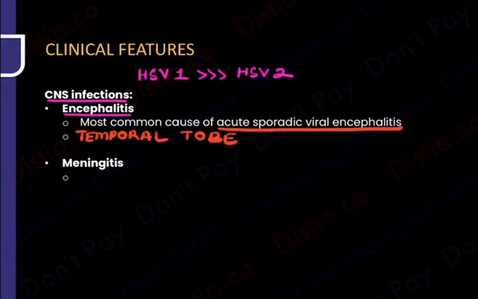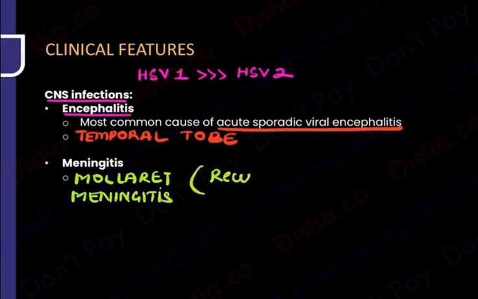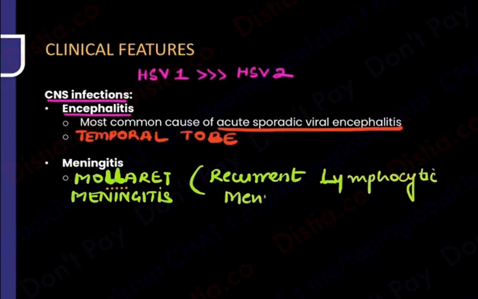But listen to me carefully. This was encephalitis, fine. If they ask you about meningitis and they particularly ask you about Mollaret meningitis, firstly, you will ask me what is Mollaret meningitis. It is a kind of a recurrent lymphocytic. Look, Mollaret has lots of L's. So it is a recurrent lymphocytic meningitis.